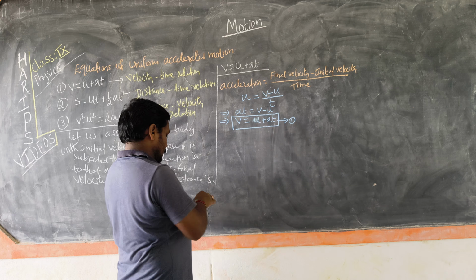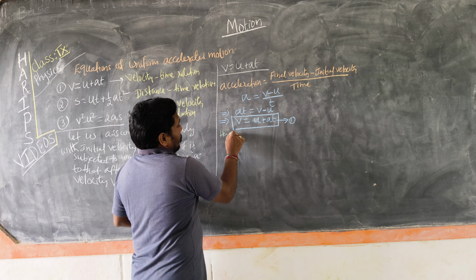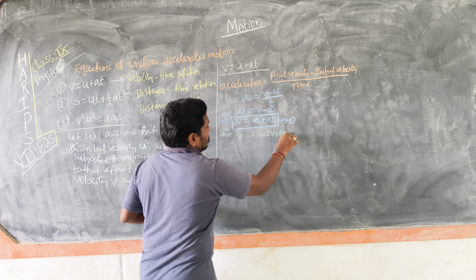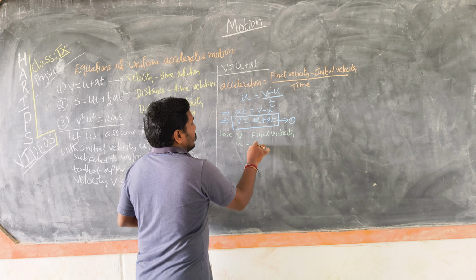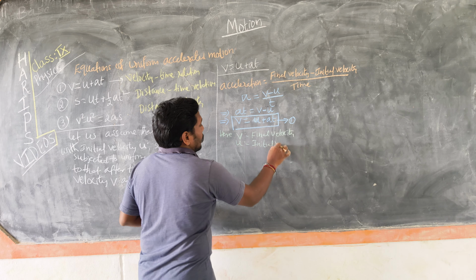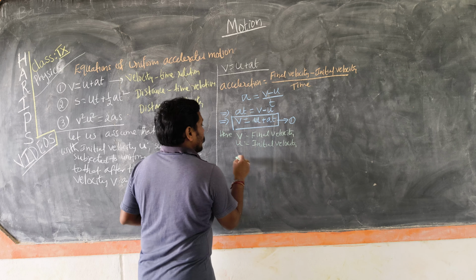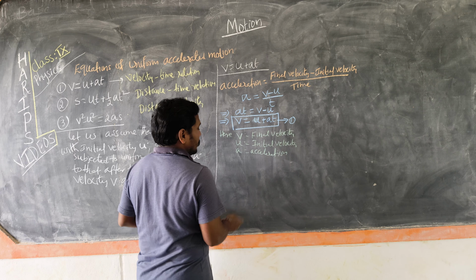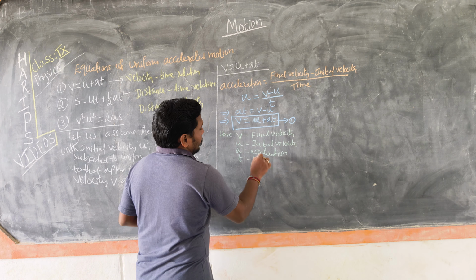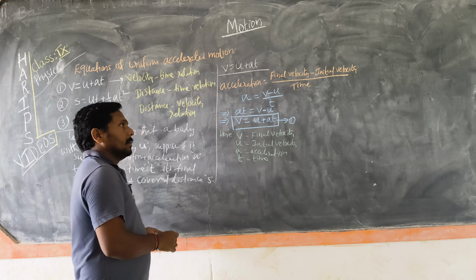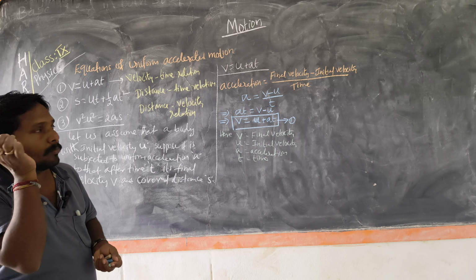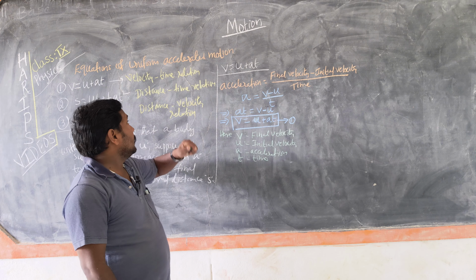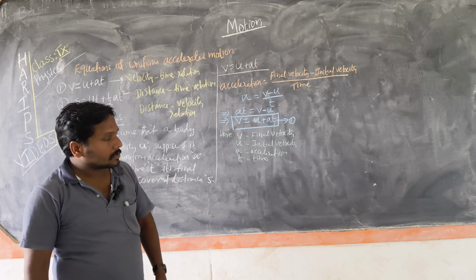Here v is the final velocity, u is the initial velocity, a is the acceleration, and t is the time taken. So we derived the first equation of motion, v equal to u plus at. This equation gives the relationship between velocity and time.